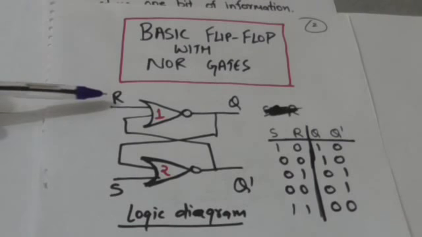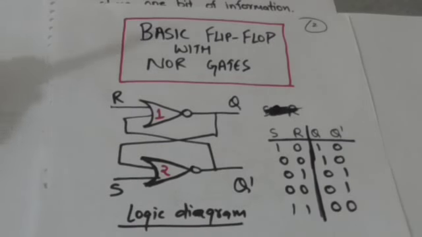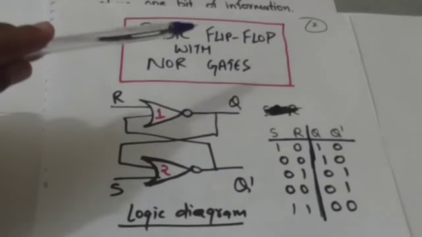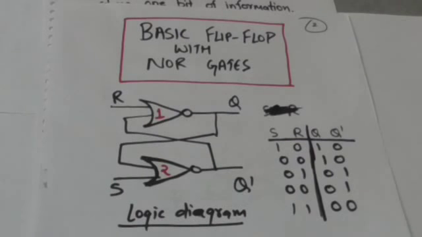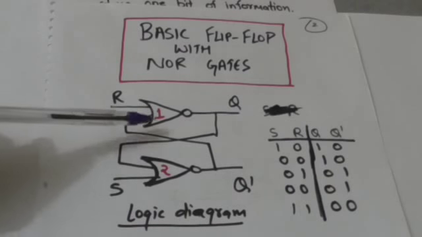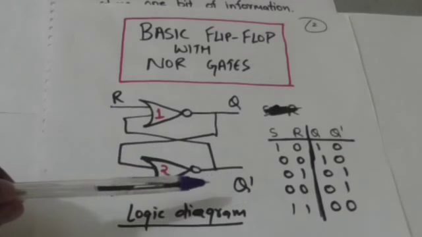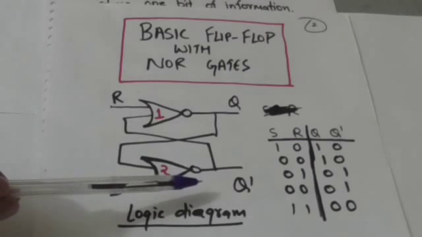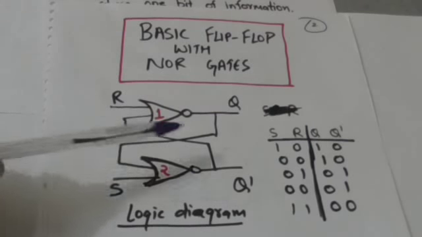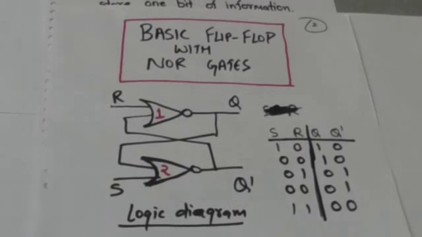It has two inputs, S and R. S denotes the set input and R denotes the reset input. It has two outputs, Q and Q'. Q denotes the normal value of the bit stored in it, and Q' denotes the complement value of the bit stored in this flip-flop.